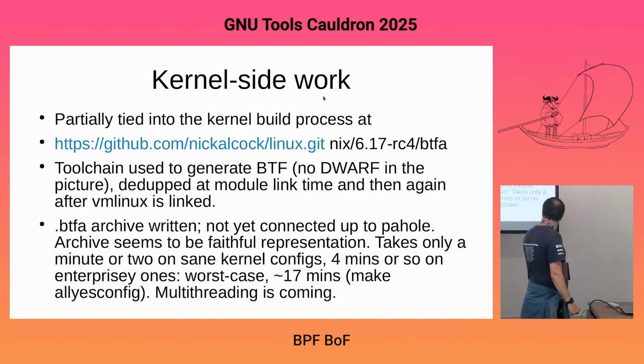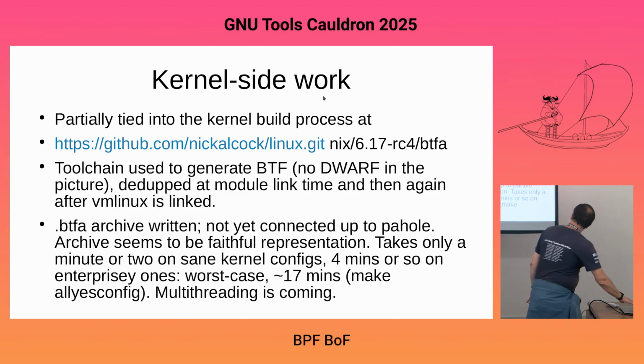For my configs, it's pretty fast. The worst case I've ever been able to produce is 17 minutes and using about 16 gig of RAM, and that's make all yes config and make all mod config, which are crazy configurations which you only use if you're testing. This is only single threaded. We're going to multi-thread it. It will speed up. I think Bruce has a patch for that.